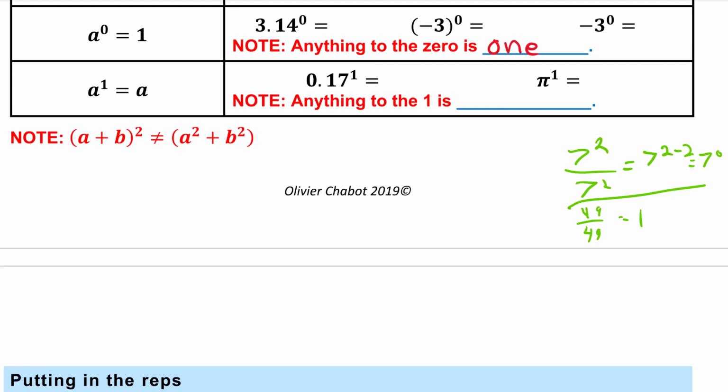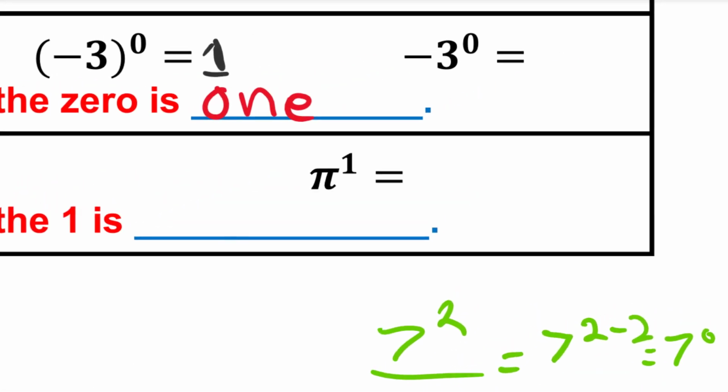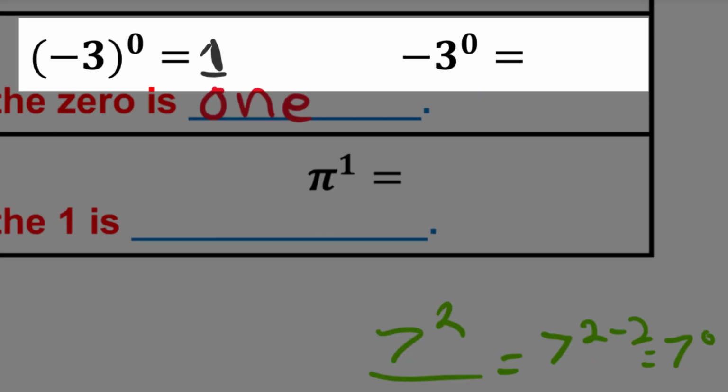So 3.14 to the 0, well, note that first of all, it's not just the 4 that's the 0, it's the whole thing. So then that would be 1. Negative 3 all to the 0, that would be 1 as well. Here, negative 3 to the 0, it is 1 as well? Nope, I caught you there probably. Hope so, kind of hope not.